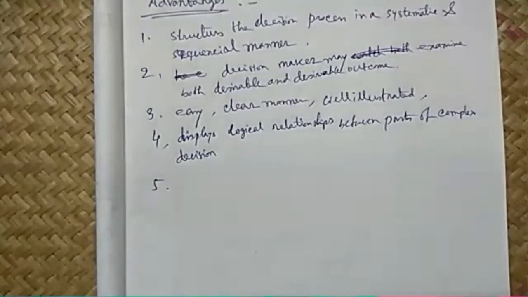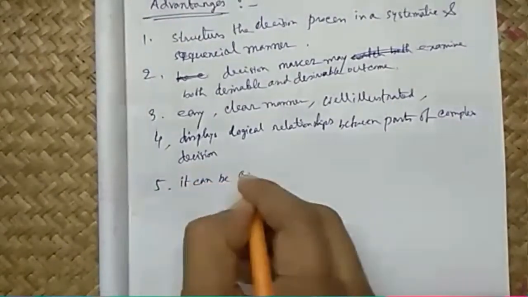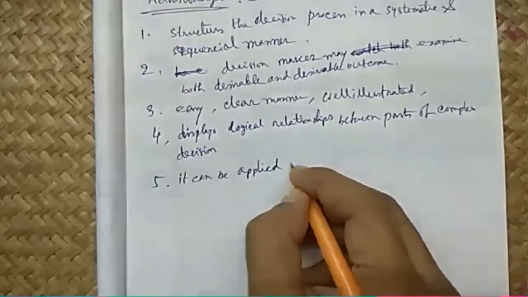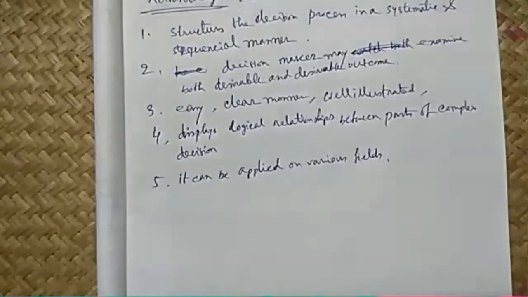Number five, it is especially useful in situations wherein the initial decision and its outcome affects the subsequent decisions. So it can be applied in various fields. Not every field, we'll discuss on that. It can be applied on various fields, such as introduction of a new product, marketing, make and buy decisions, investment decision, etc.